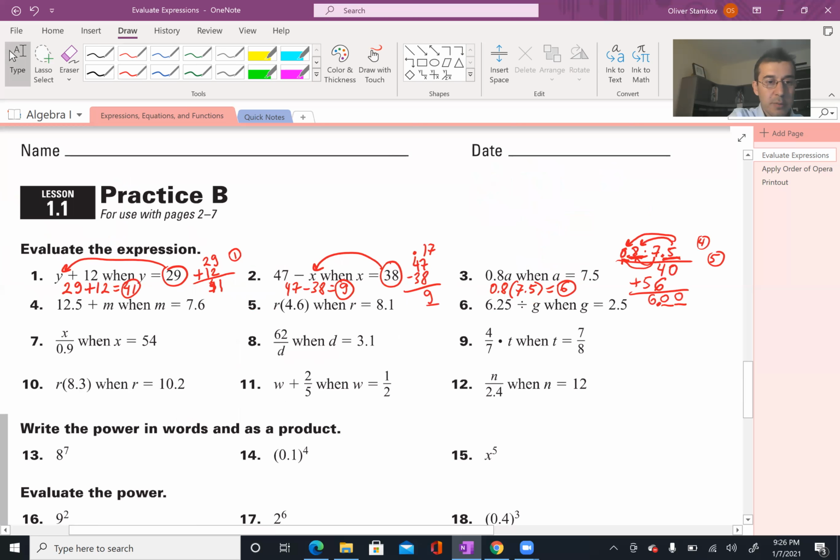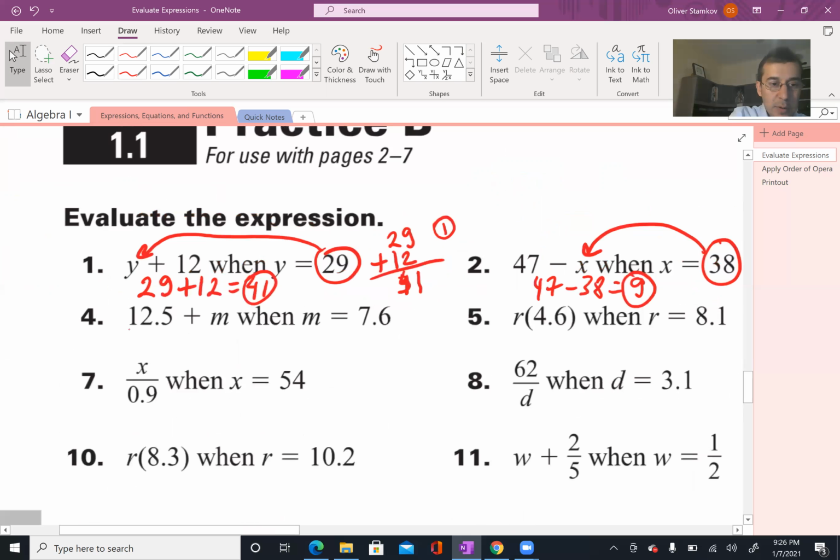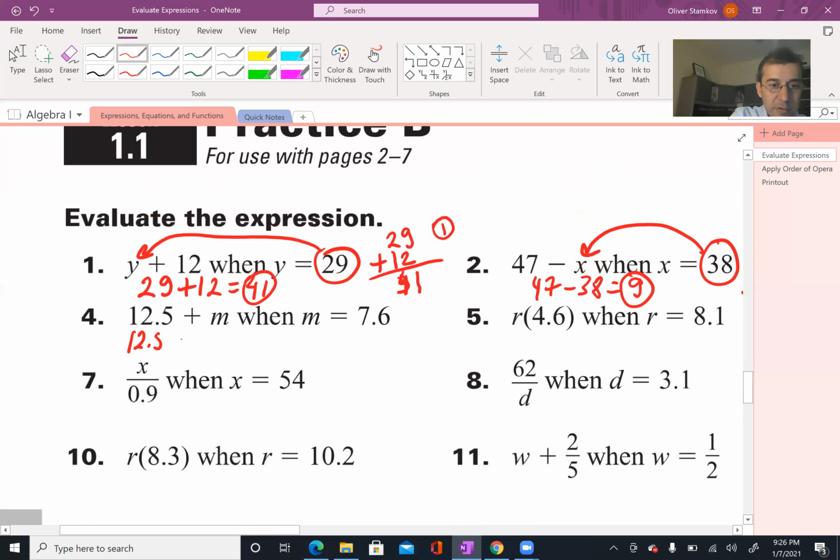Okay, let's do number 4. So number 4 is 12.5 plus 7.6. Let's do it here on the side. So it's 12.5 plus 7.6. 5 plus 6 is 11. 1 and 1 we remember. 2 plus 7 is 9. And the 1 we remember, 10. 0 and 1 we remember. So 1 right here plus the 1 we remember is 2. So this is 20.1. So 20.1 is the solution for number 4.